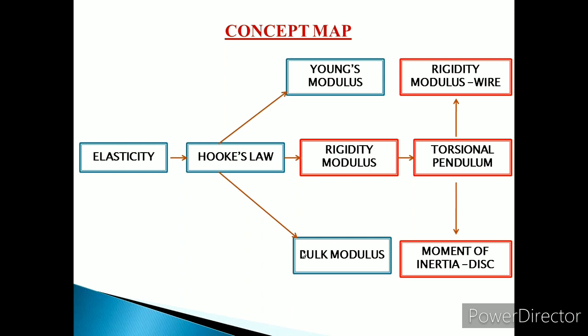What we are going to do is a simple pictorial diagram. This is elasticity, the main topic. Based on this, what has already been discussed: there are three types of modulus. We know Young's modulus, rigidity modulus, and bulk modulus. The rigidity modulus is determined using the torsional pendulum. With the help of the torsional pendulum, we have to determine the rigidity modulus of the wire and the moment of inertia of the disc. Okay, this is a simple flow diagram for your easy understanding.